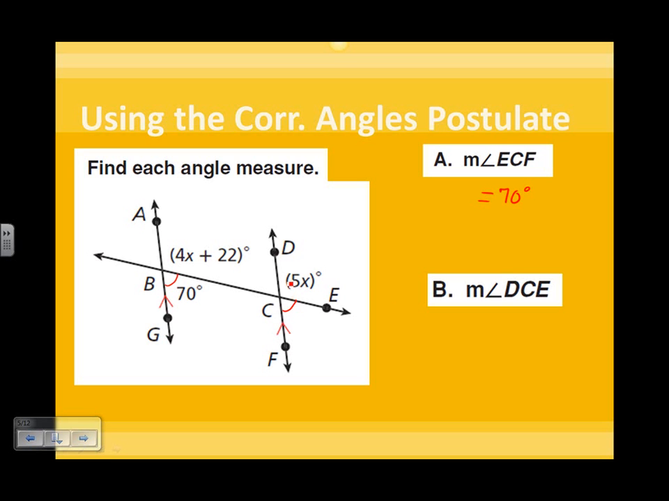Now to find the measure of angle DCE, that's this 5x here, well, this angle is congruent with this angle because they are corresponding angles. So we can say that 4x plus 22 is equal to 5x, and x equals 22. So the measure of the angle is 5 times 22, or 110 degrees.